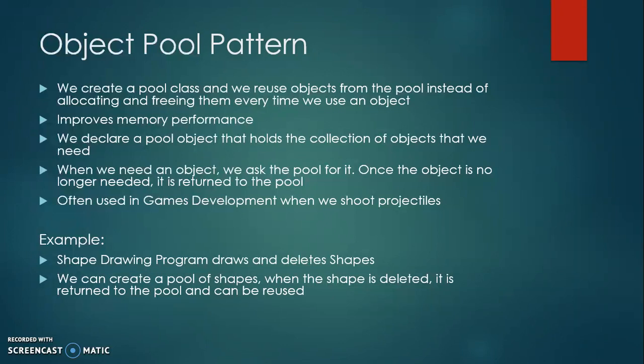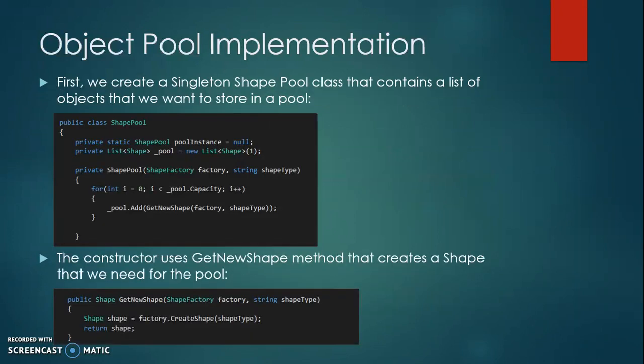So let's have a look at how we can implement the object pool pattern. I'm going to show an example of the object pool pattern in the shape drawing program. If we remember the shape drawing program, it draws shapes and then deletes the shapes. So what we can do is create a pool of shapes, and when a shape is deleted, it is returned to the pool and can be reused again. So let's have a look.